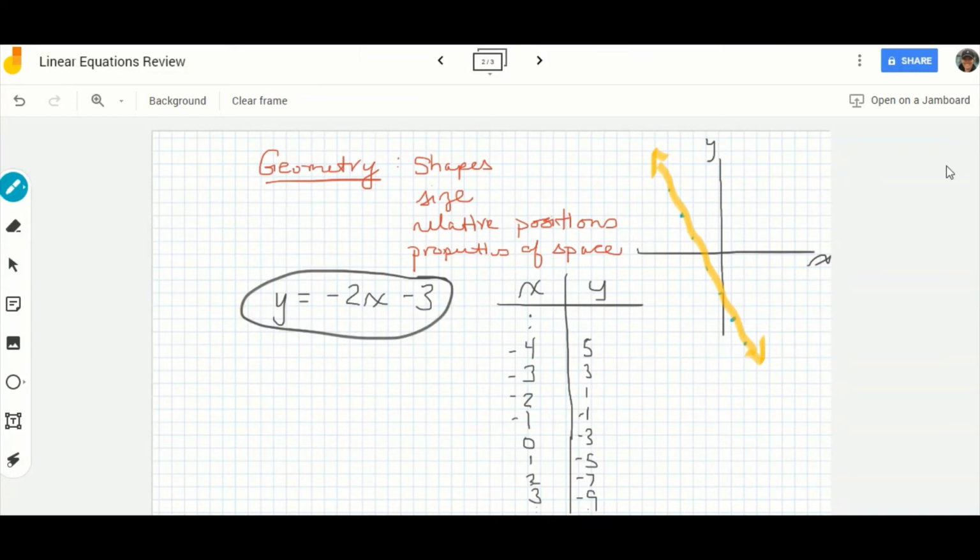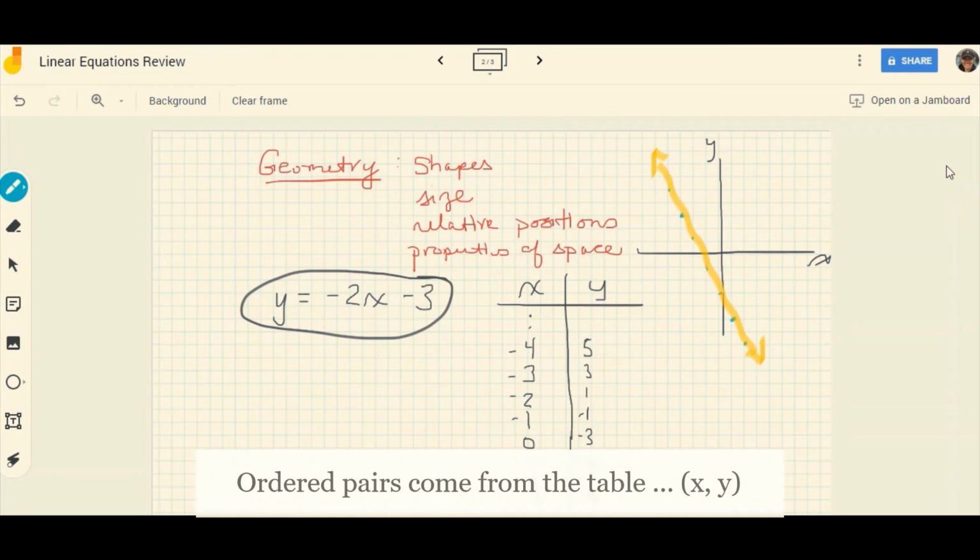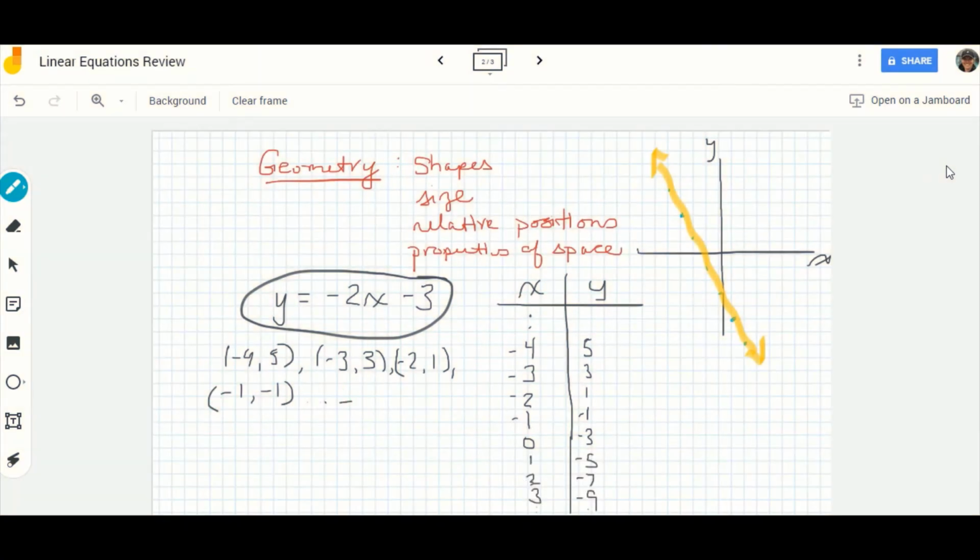Well, the other way I can look at this is actually a series of ordered pairs. And if I do that, I get negative 4 and 5, negative 3 and 3, negative 2 and 1, negative 1 and negative 1, etc. So with geometry, we can put these points in relation to one another and they are in a straight line.